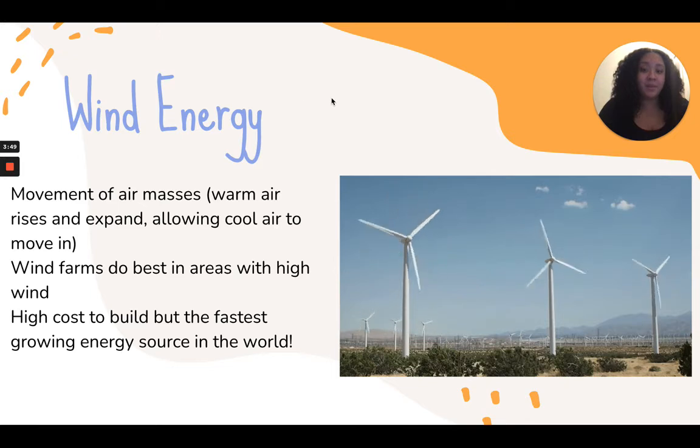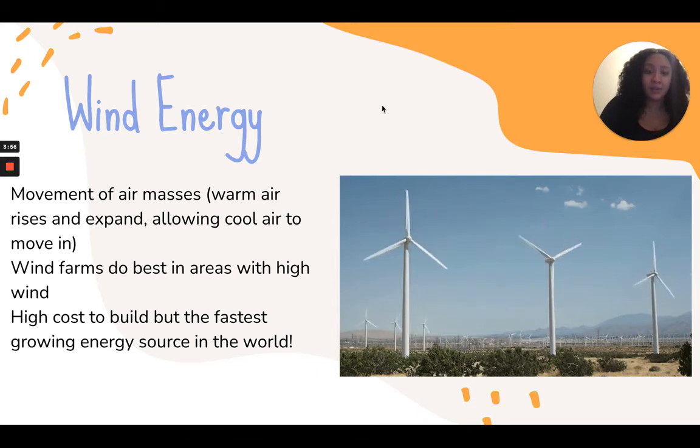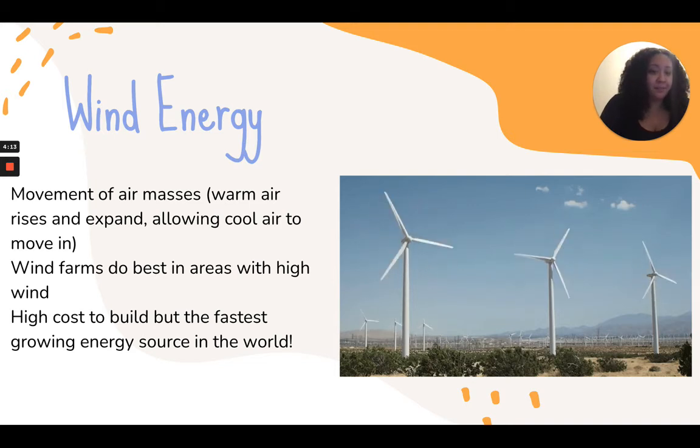So wind farms, which is what those turbines in groups are called, they do best in areas with high wind. So you could see this sometimes around Buffalo. There's one actually by the Buffalo Harbor. And they're high cost to build, but they're the fastest growing energy source in the world. Okay, so wind is everlasting. We always have wind. So that would make it a renewable energy source.